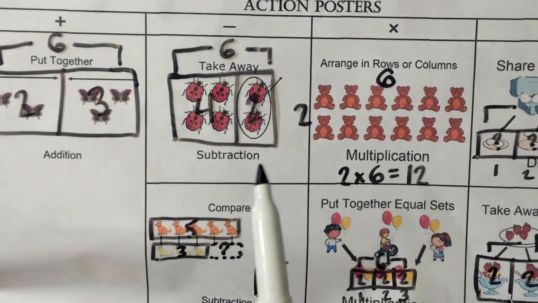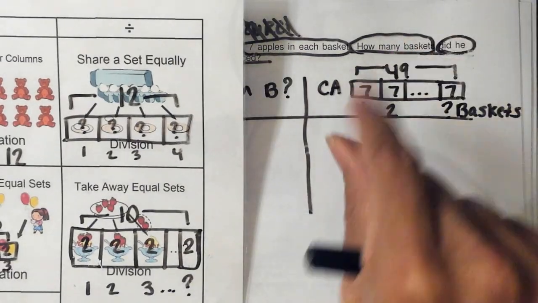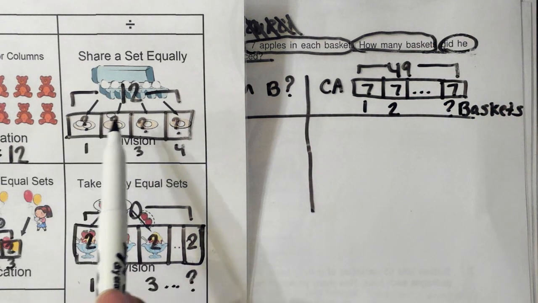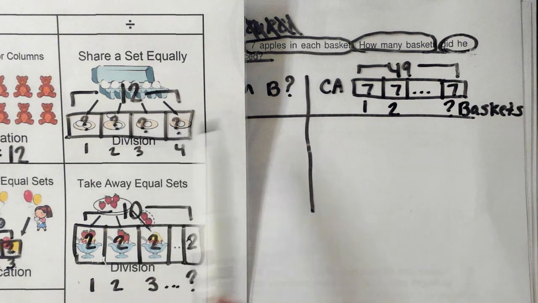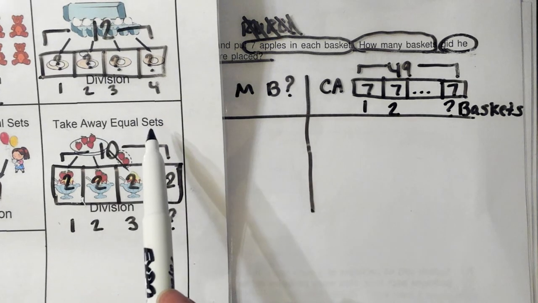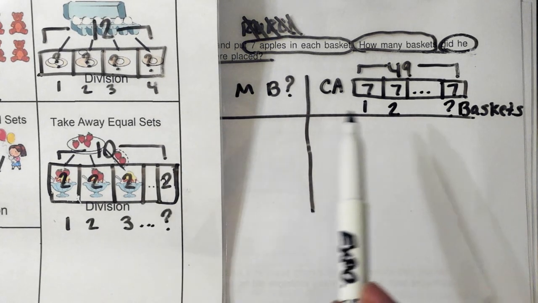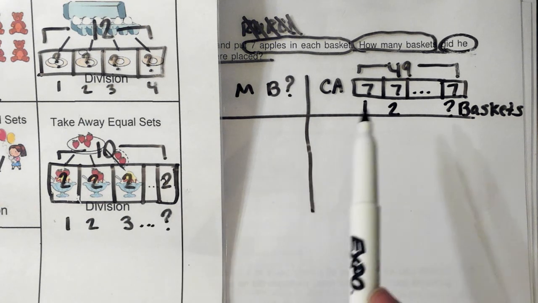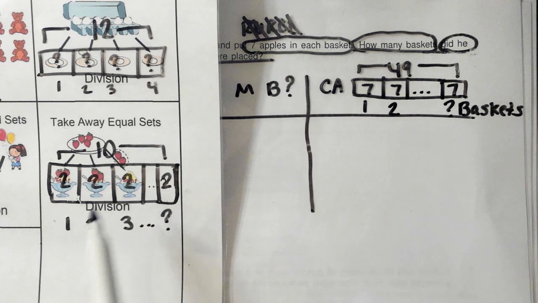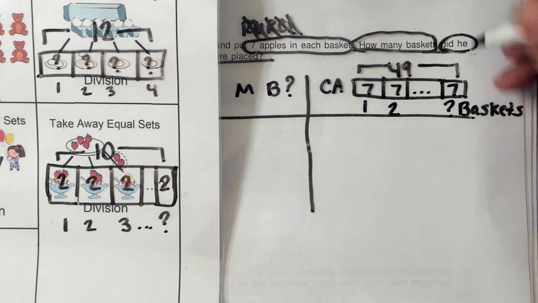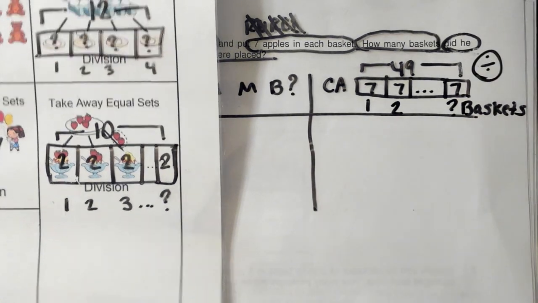Not put together, or take away, not any multiplication. Maybe it could be division because I'm sharing the apples in all of the baskets. Could it be share set equally? Well, we don't know what number goes inside, but we do know what number goes inside, so no. Maybe it could be take away equal sets. We don't know how many baskets we're going to need. So this does match. It's take away equal sets, and my operation is division. So I'm going to write my clue up here that we need to divide.